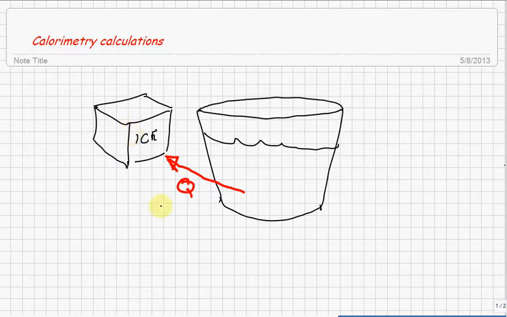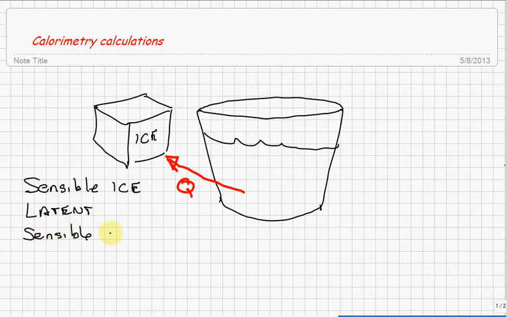The tricky part about this kind of calorimetry calculation is that there are three different heats that we have to concern ourselves with for the ice. We have to concern ourselves first with the sensible heat of the ice itself. That is, how do we get from whatever negative temperature we are at up to the 0 point? Then we have the latent heat of the ice to convert it from a solid to a liquid phase, and then we have a sensible heat again of the ice water. Okay, so we have these three things.